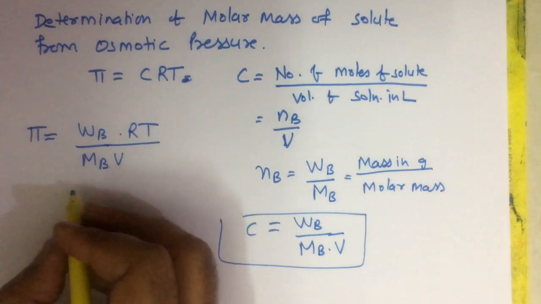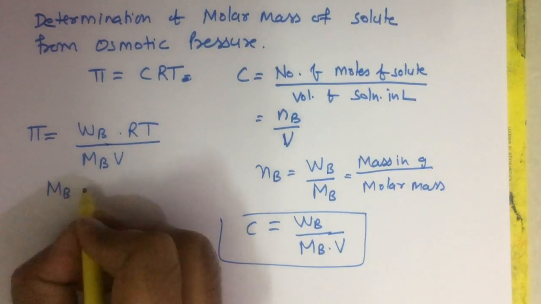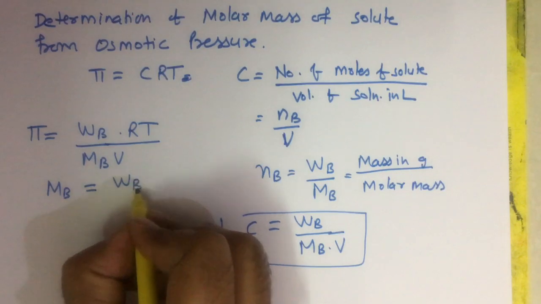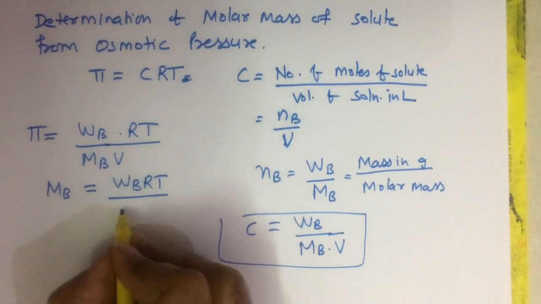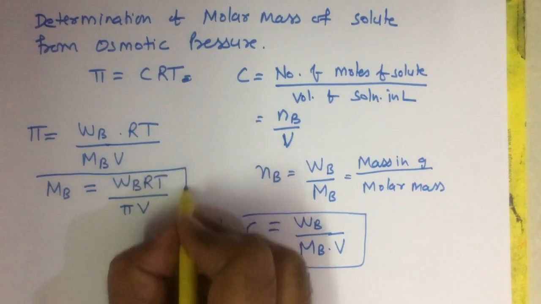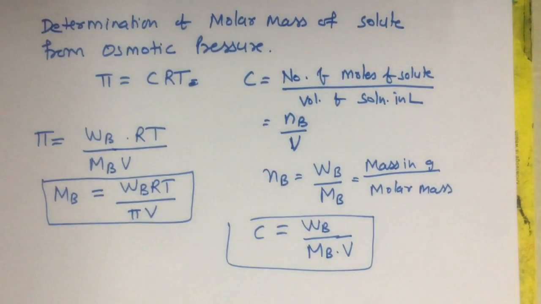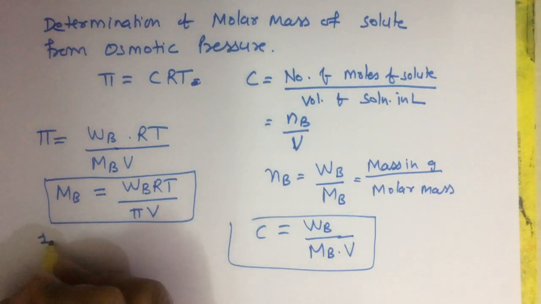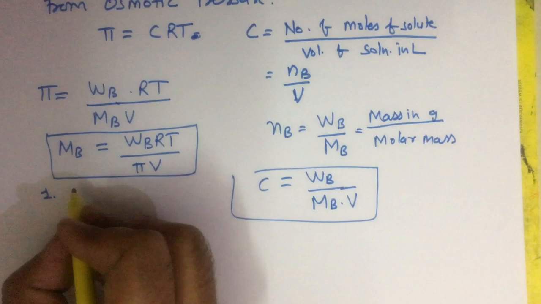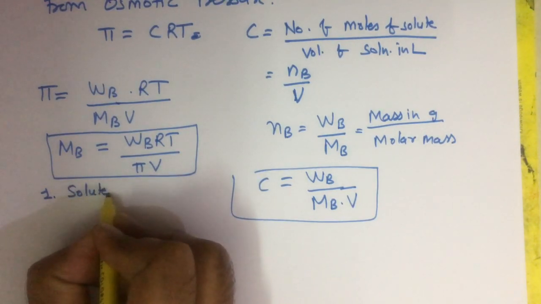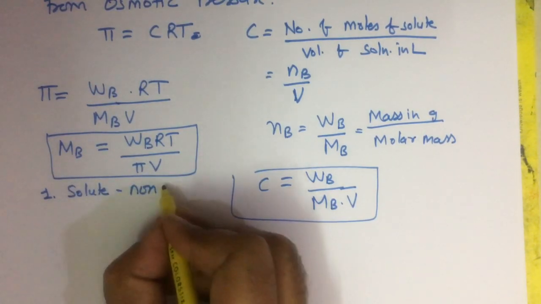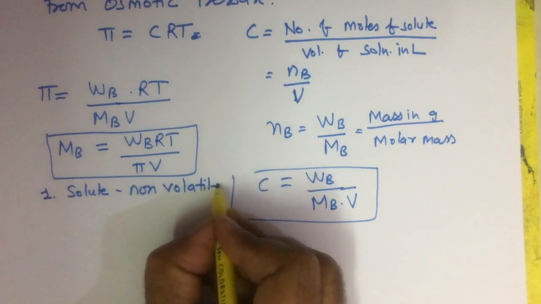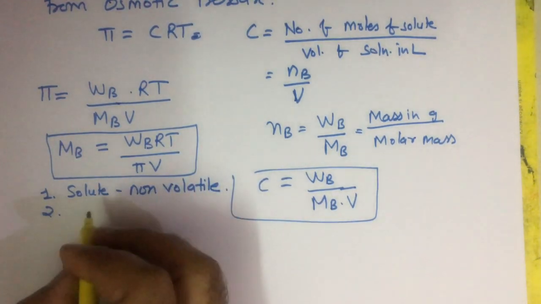Rearranging this equation for molar mass of solute, MB is equal to WB RT upon pi V. Using this relation we can calculate the molar mass of solute. Now there are certain conditions for getting the accurate value of molar mass. First condition is that the solute must be non-volatile.